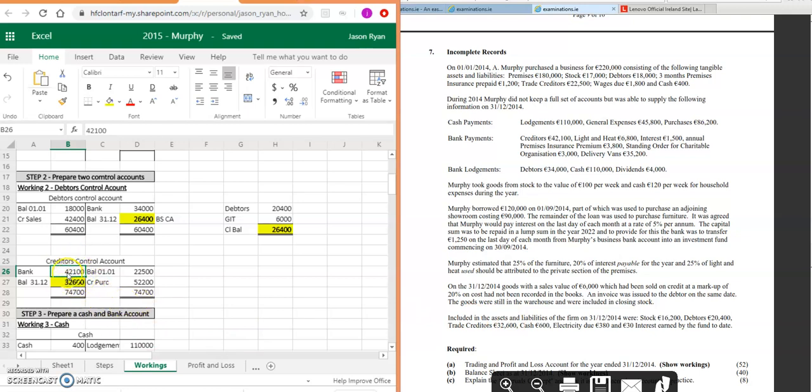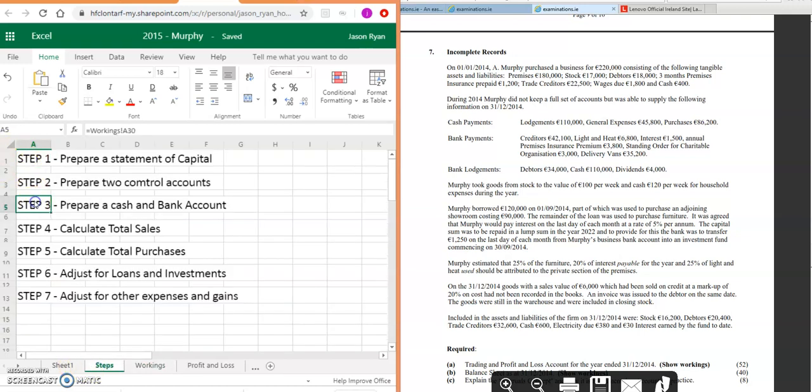So what we'll have here is we'll have bank 42,100, we have our closing balance figure of 32,600, and have a balance figure of 22,500. So you need to calculate what are our credit purchases. So you're going to add your bank and your balance on the debit side to get 74,700. Then you're going to take away the balance of 22,500, and that's going to give you a credit purchase then of 52,200. And then once again, that's going to be used to calculate your total purchases.